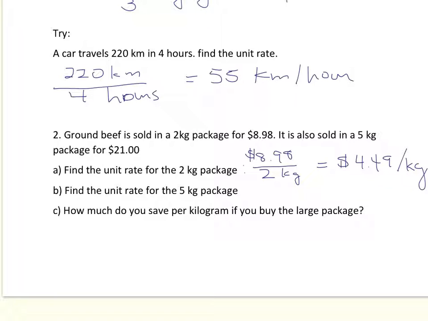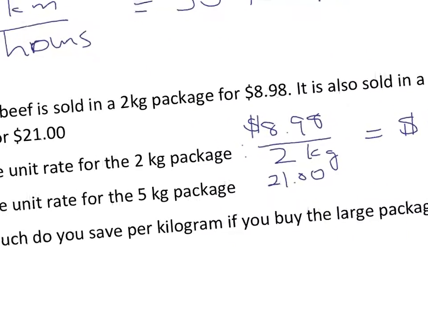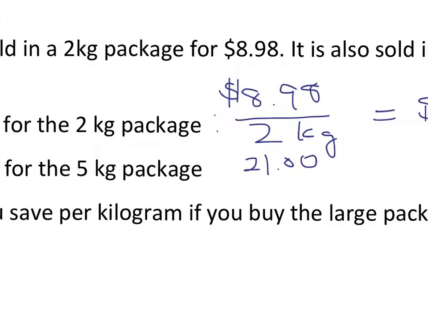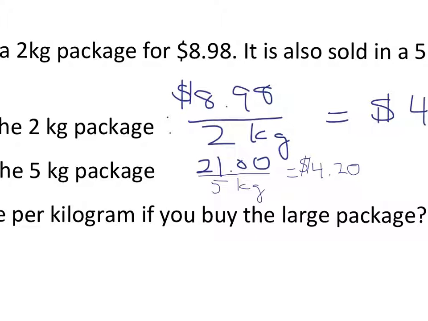For the 5 kilogram package, we'll do the same, follow the same steps. We'll have 21 dollars per 5 kilograms. So when I divide, I end up with 4.2, but because it's money, I'm going to put a 0 there so that it's always in 2 decimal places. So that's $4.20 per kilogram.